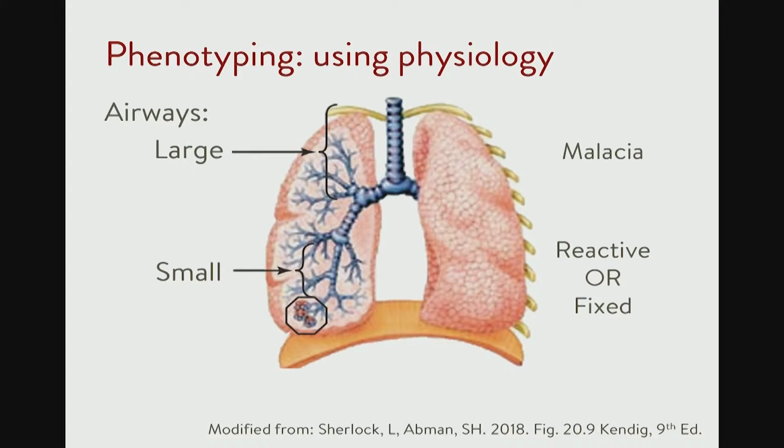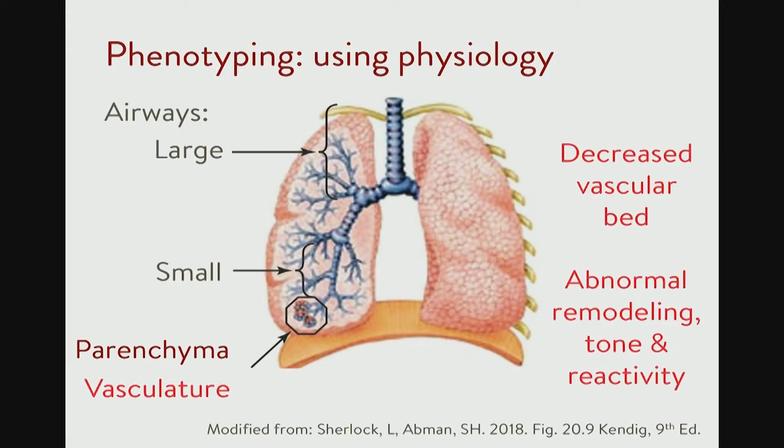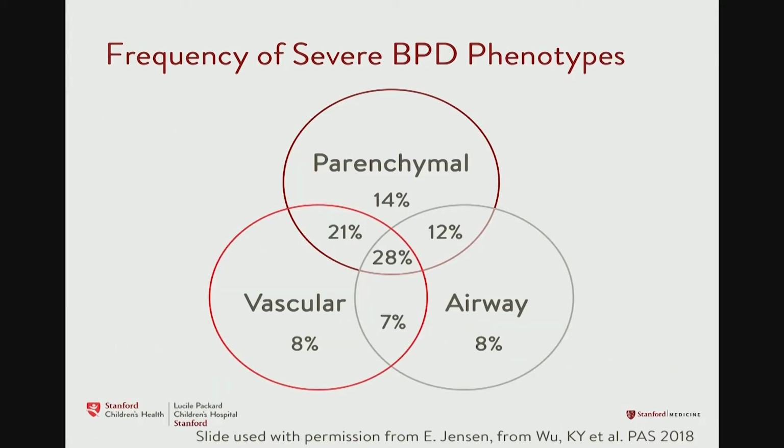And in the small airways, we can see reactive or fixed changes related to chronic obstructive physiology. The parenchyma, we've already discussed the impaired alveolar development that we particularly see in new BPD, with a component of alveolar damage on top of that, often in the context of postnatal stressors. And then the third category would be the vascular phenotype that Dr. Admin so elegantly just outlined, with a decreased vascular bed, abnormal remodeling, tone, and reactivity.